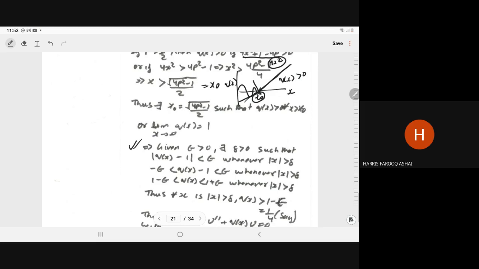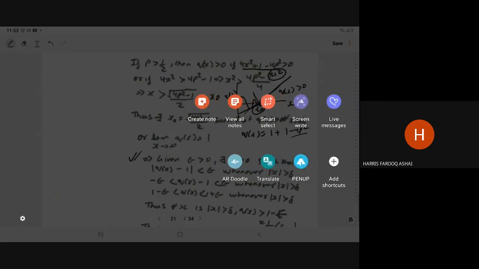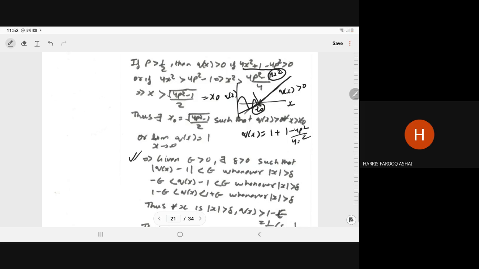And if you take the limit of q(x), q(x) is 1 + (1 − 4p²)/(4x²). So when x tends to infinity, q(x) equals 1. So I am saying that if some positive epsilon is given to you, there always exists a positive delta such that |q(x) − 1| < epsilon whenever |x| > delta.